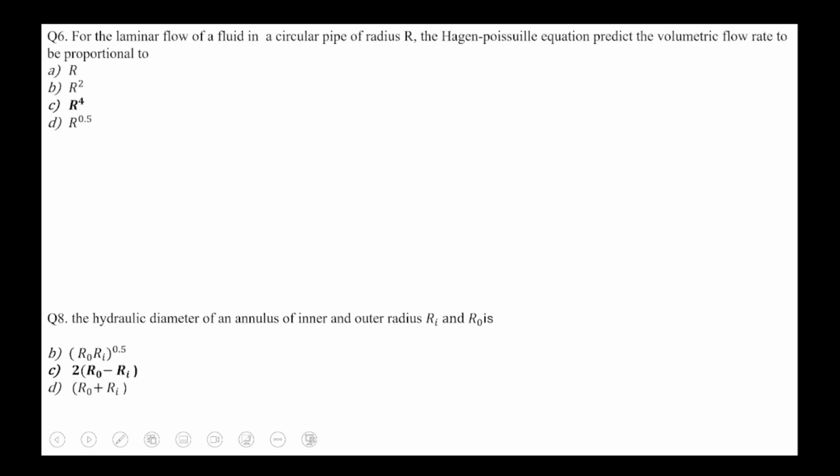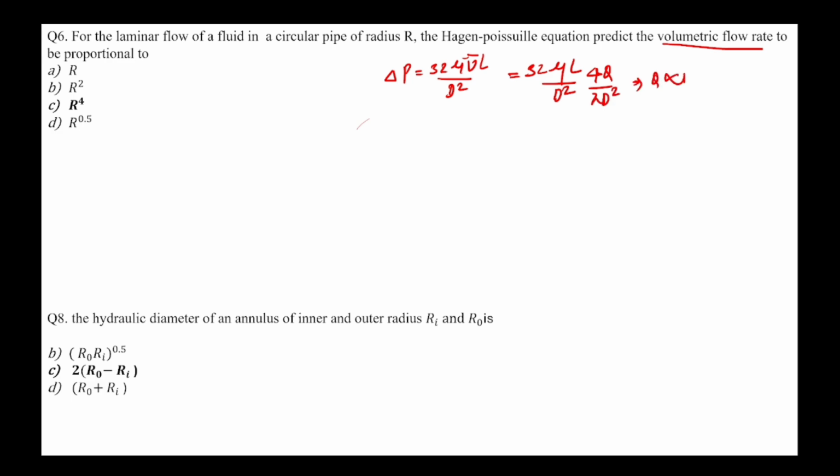For the laminar flow of a fluid in a circular pipe, the Hagen-Poiseuille equation is straightforward: Del P is equal to 32 mu u bar L by d square. But here is a trick. It is asking for what the volumetric flow rate is proportional to. So 32 mu L by d square, what else is left? Velocity. Velocity is 4q upon pi d square. So q is directly proportional to d to the power 4, that is, directly proportional to r to the power 4. So q is directly proportional to r to the power 4.